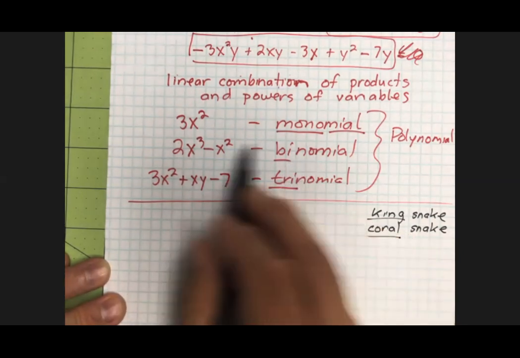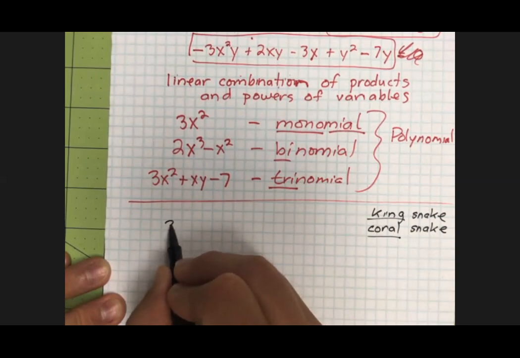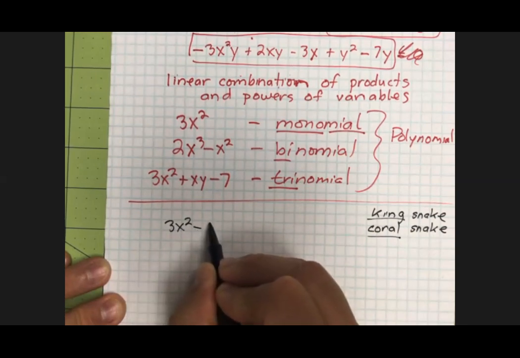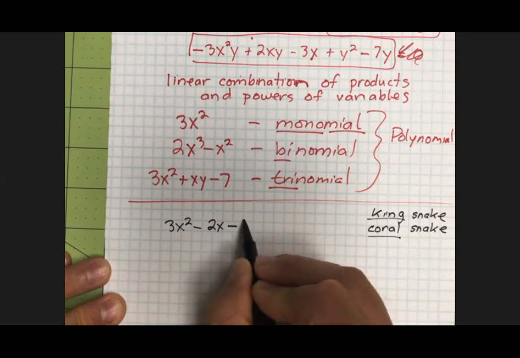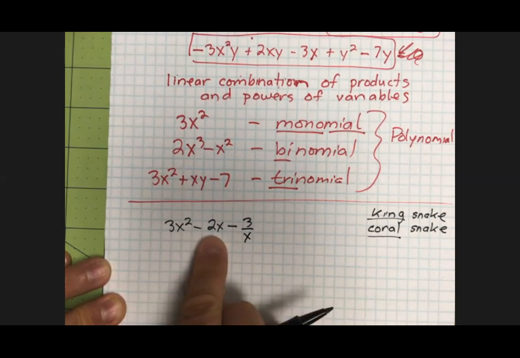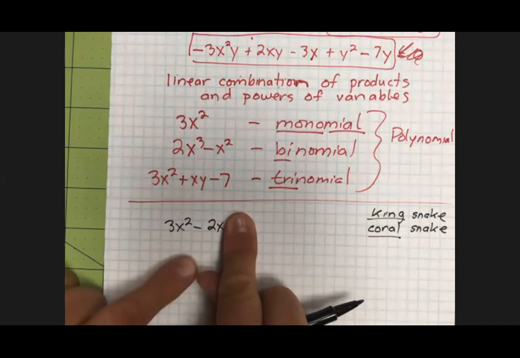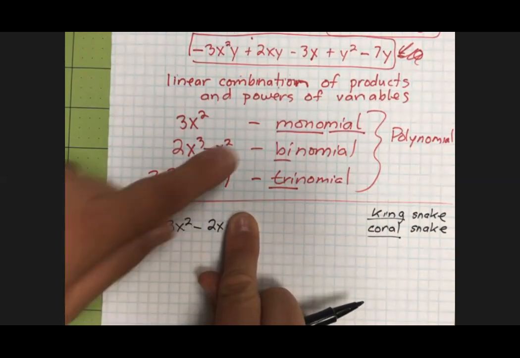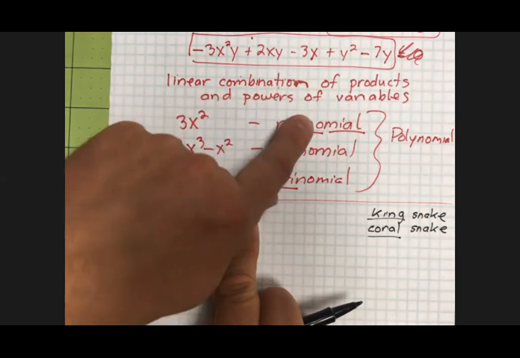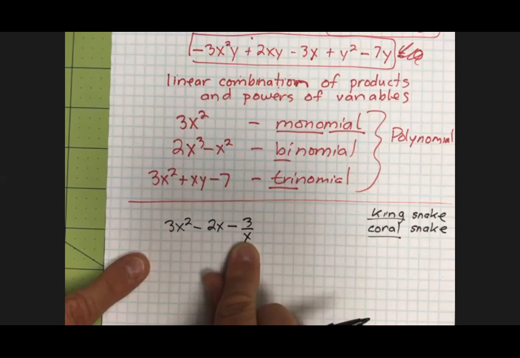So what's important to me is not just that you know what a polynomial is, but that you also know what it's not. When you do a polynomial, you are not allowed to divide by a variable. This was doing very good until I divided by x. As soon as I divide by x, that ruins it. Now, if I cover that up, that's a polynomial. It's a binomial, a linear combination of products and powers of the variables. But I did not allow dividing by variables, no dividing.